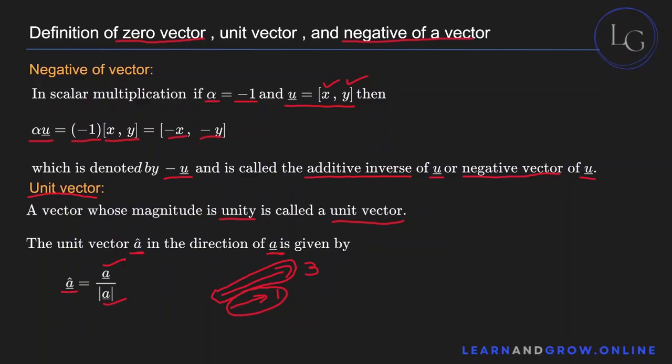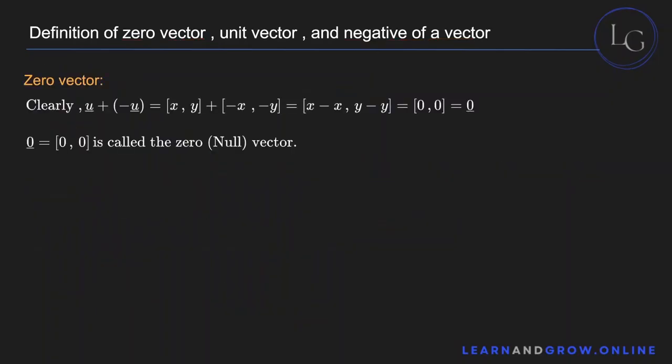Now, let's see what a zero vector is. It's very self-explanatory. A zero vector is basically this vector over here. It's called a zero or a null vector. It has nothing in it: 0, 0. And if you have a 3-dimensional vector, it will be 0, 0, 0, right?